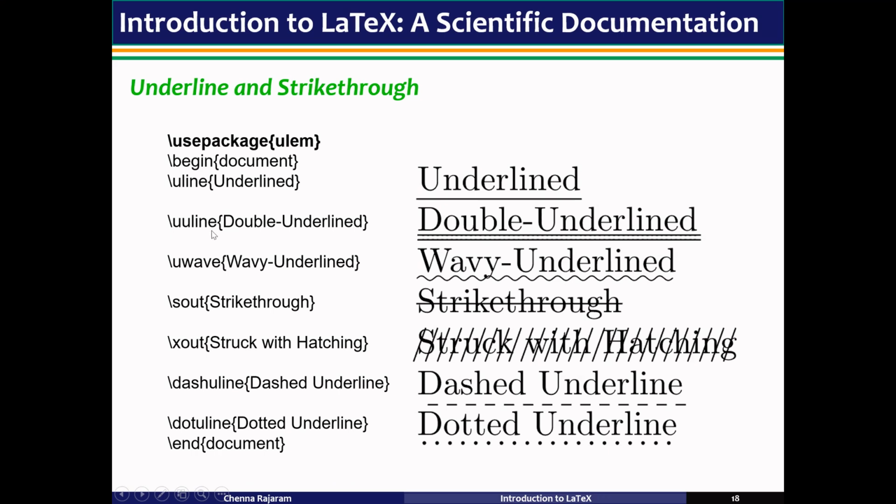\uuline means the u is doubled, so it refers to the doubled underline. \uwave is a wavy underline. You can see the output on the other side of the slide. \sout means strikeout. \xout means struck with hatching. You can see the hatching portion.